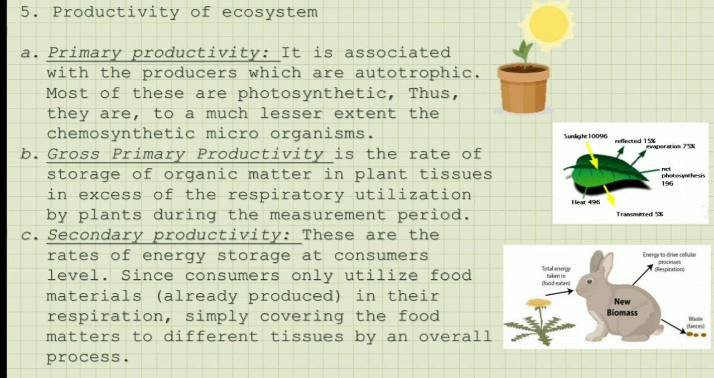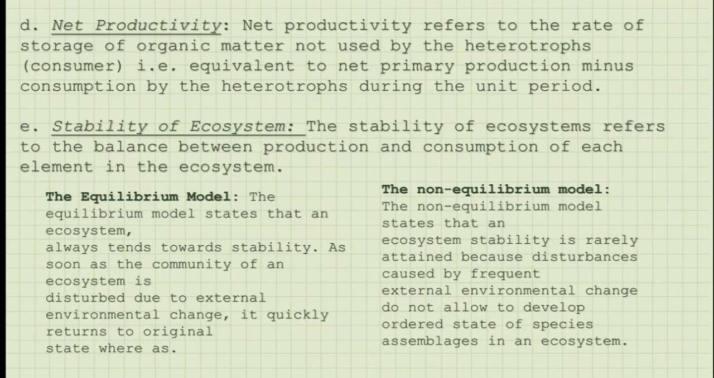Next, we have secondary productivity. These are the rates of energy storage at the consumers' level. Since consumers only utilize food materials that are already produced, in their respiration, some play covering the food matters to the different tissues by an overall process. The secondary productivity is not divided into gross and net amount. Next, we have net productivity. Net productivity refers to the rate of storage of organic matter not used by the heterotrophs, equivalent to net primary production minus consumption by the heterotrophs during the unit period. It is thus the rate of increase of biomass of the primary producers which has been left over by the consumers.